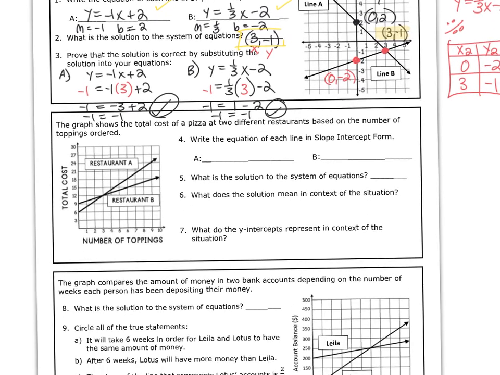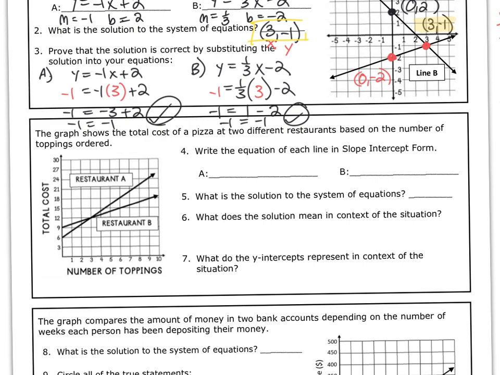Let's look at the next question here. The graph shows the total cost of a pizza at 2 different restaurants based on the number of toppings ordered. Write the equation of each line in slope-intercept form. All right, I'm going to let you pause the video and choose your method of writing these equations. You can look at the graph and find the slope and the y-intercept by hand, or you can use Desmos.